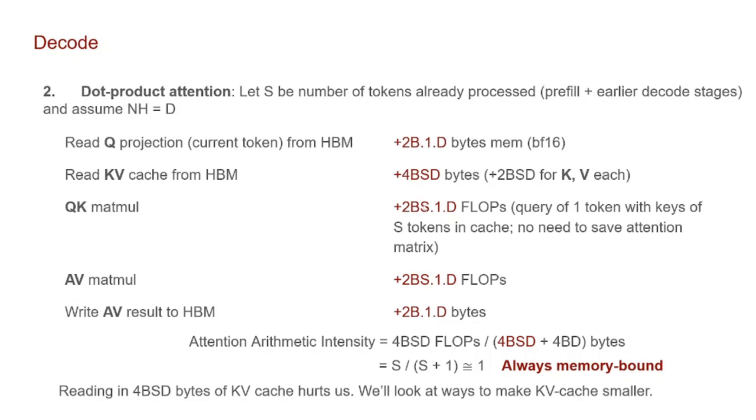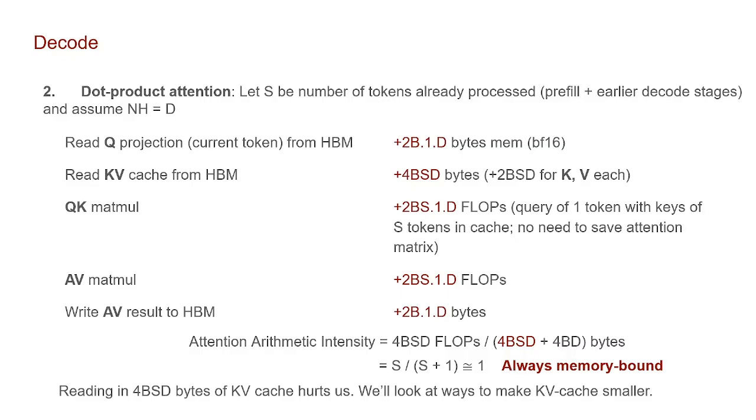So if we add up the number of flops, this and this, it's 4 BSD flops. And the number of bytes transferred is 4 BSD plus 4 BD. And the arithmetic intensity we get for dot product attention is S upon S plus 1, which is approximately 1 because S is usually somewhat large. And this is very far from 295, which we were aiming for. And even worse, there doesn't seem to be much we can do about it. It's just a constant, a very low value. So the dot product attention during decode is always memory bound.